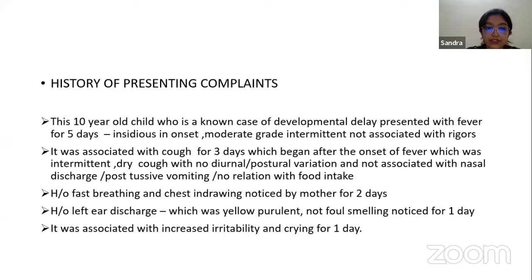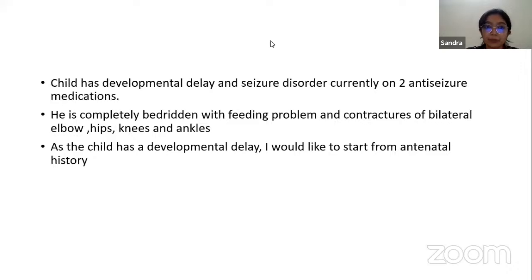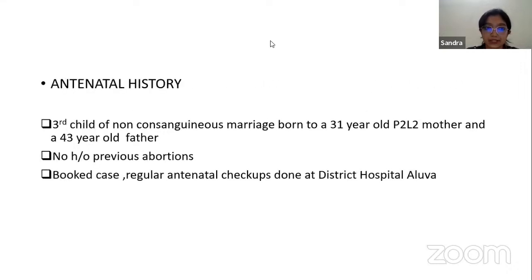There was history of fast breathing and chest indrawing noticed by the mother for 2 days. History of left ear discharge, which was yellow, purulent, non-foul smelling, noticed for 1 day. It was associated with increased irritability and crying for 1 day. As the child has a developmental delay and is bedridden, I would like to start from the antenatal history. Okay, 1 minute.